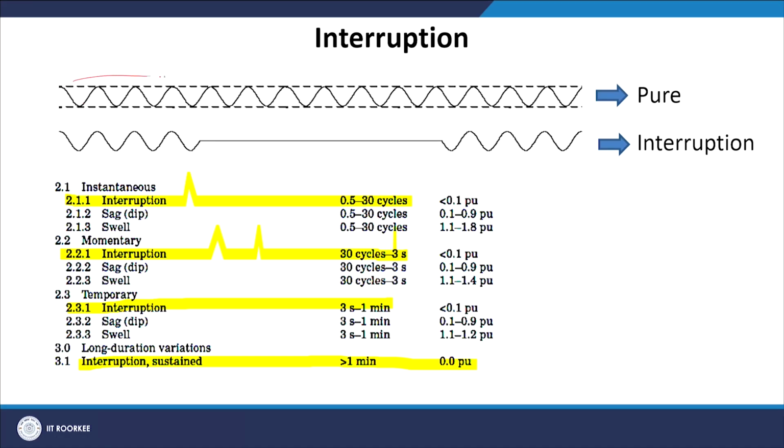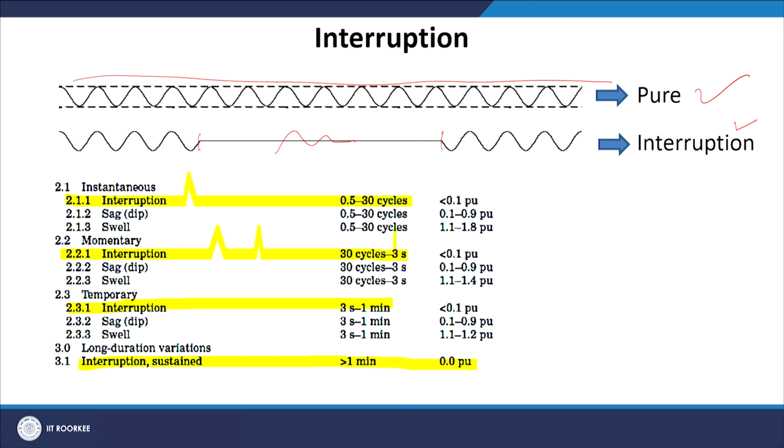Interruption means, as you could see, this is my pure sinusoidal constant voltage signal, but suddenly you see there is a break. Okay? So, you do not find any signal at all in between, and you feel that there is an interruption in between the signal. And interruptions are of different natures.